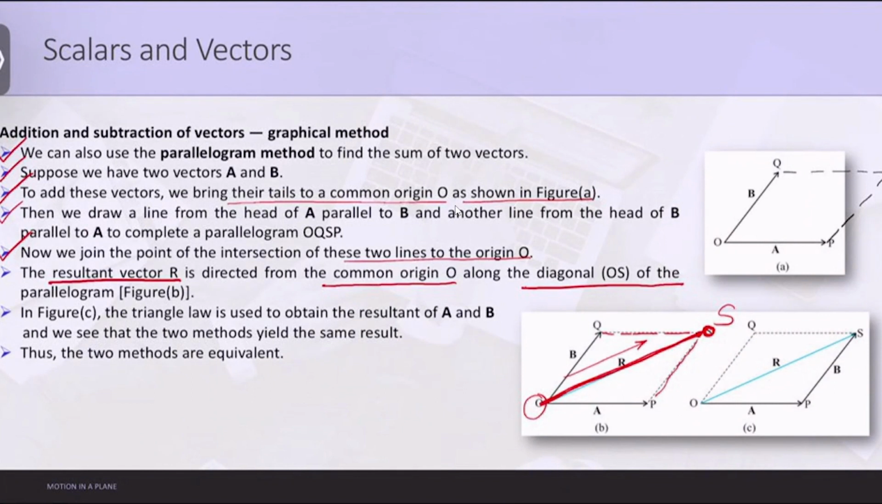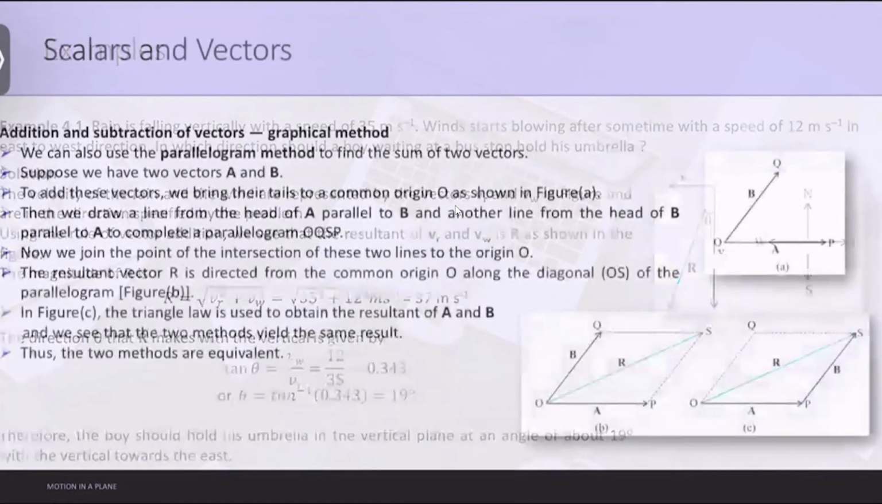The next line states that in figure C, which is this figure, the triangle law is used to obtain the resultant of A and B, and we see that the two methods yield the same result. As you can see, the two methods are yielding the same result. Thus, the two methods are equal. I will try to explain again how the parallelogram method of vector addition and the triangle law are the same.